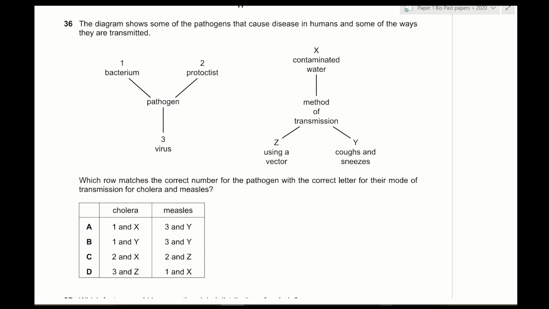for cholera and measles? So let's start with cholera. The pathogen causing cholera is Vibrio cholerae, and it's a bacterium. So 1 is correct, and it's transmitted by fecal oral route or water contaminated with feces and sewage. Therefore, X is going to be correct for cholera. For measles, we know it's a virus and it's transmitted by airborne droplets through coughs and sneezes. So 3, virus, and Y, coughs and sneezes, is going to be correct, and the answer is going to be A.